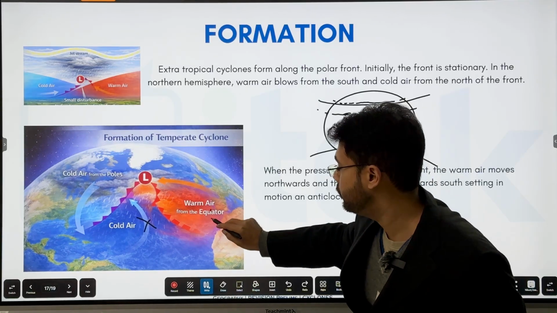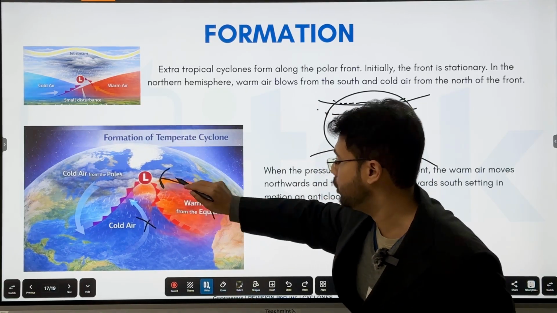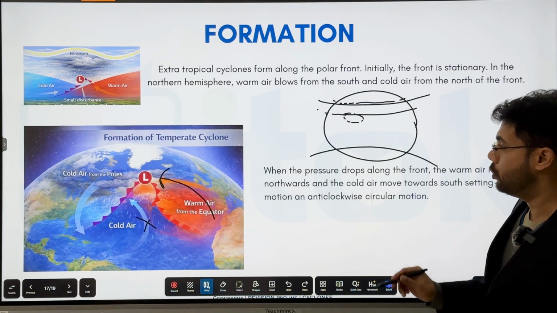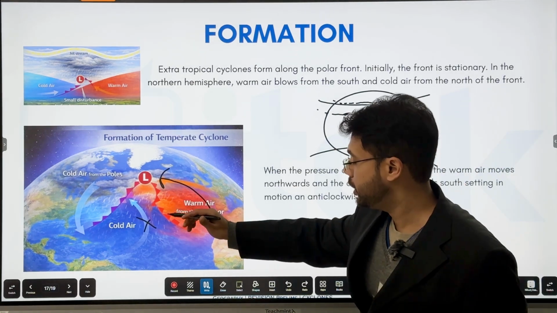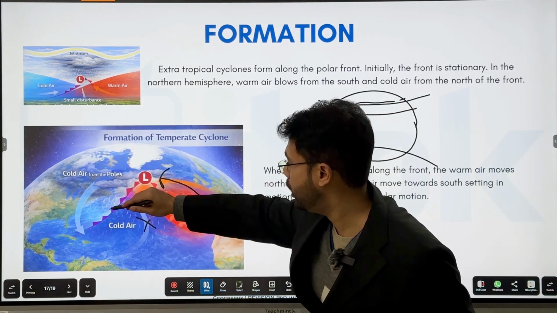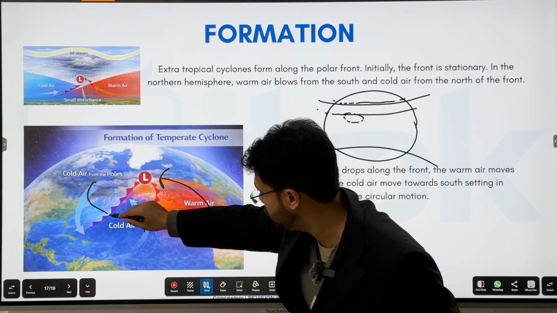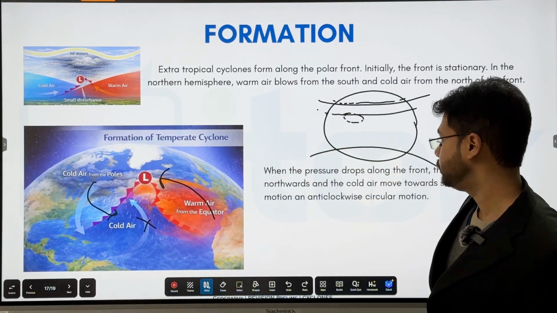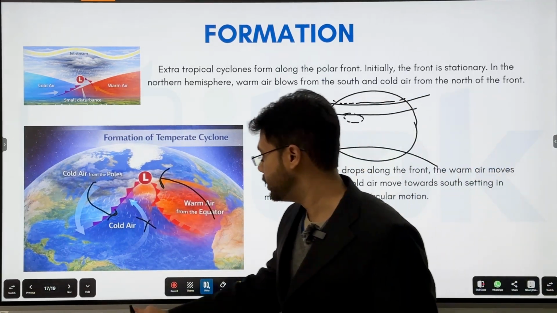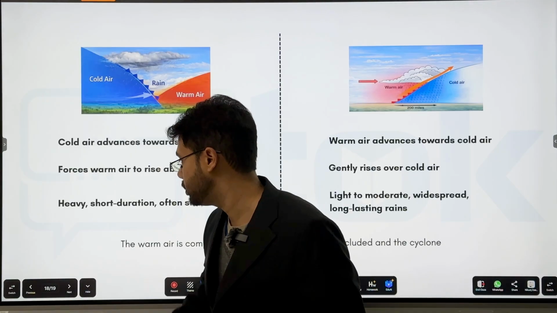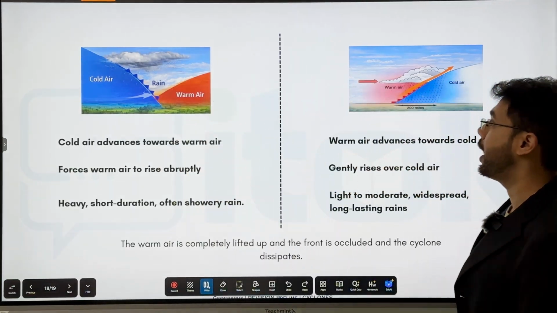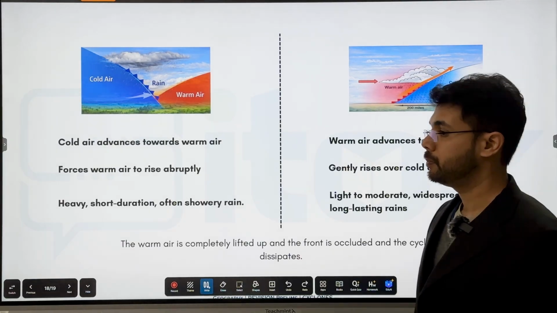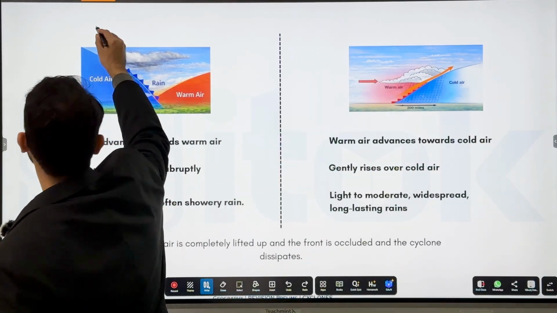So both of them will start pushing each other. Warm air from the equator starts pushing, and cold air from the Arctic starts pushing the warm air from behind. Once that starts, an anti-clockwise motion has started and that will form a cold front as well as a warm front.